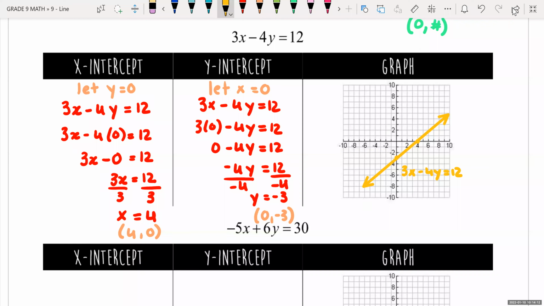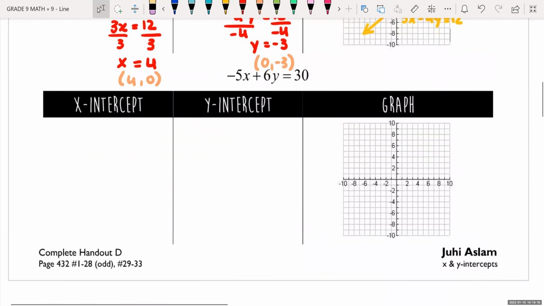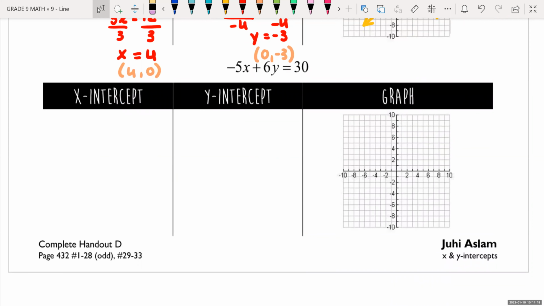All right, so let's do the exact same thing for example number 2, which is kind of squished in there: negative 5x plus 6y is equal to 30. So again, we're doing the exact same steps as we did before. Should I use pink or should I use blue? I think I'm going to go with blue. Yeah, let's do blue.